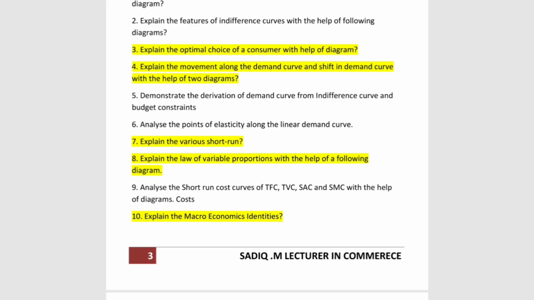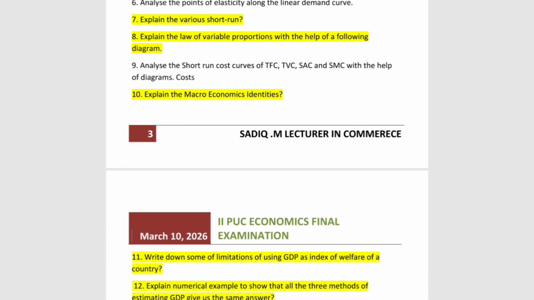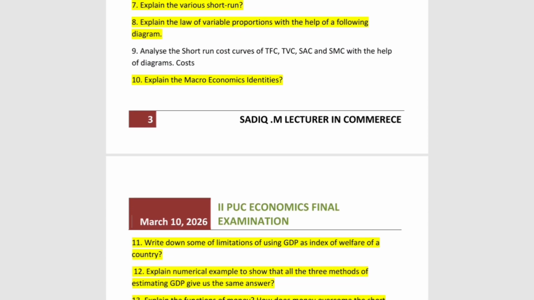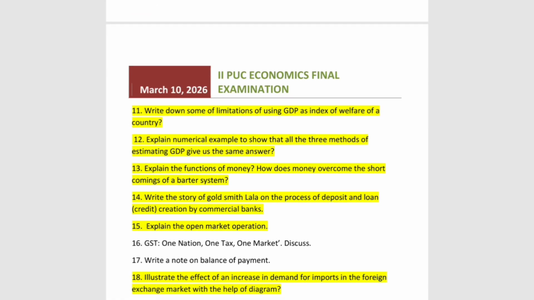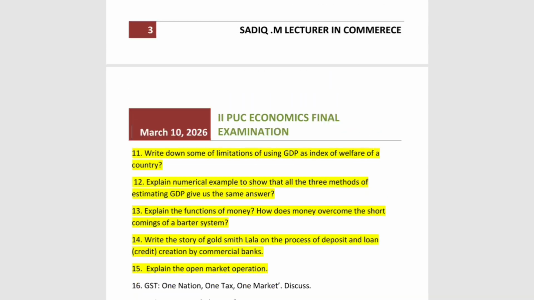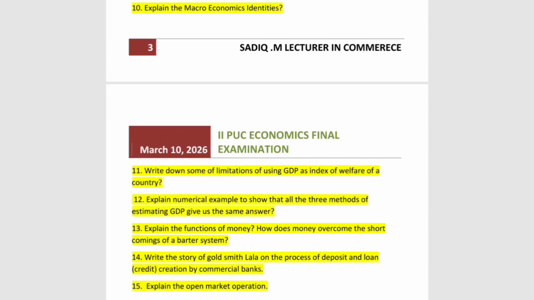Okay. The next 6 marks question I have taken from national income accounting. So the first question will be explain the macroeconomics identities. After that, I have taken the second question from the national income accounting: write down some of limitation of using GDP index of welfare of a country. After that, I have taken the next question: explain the numerical example to show that all 3 methods of estimating GDP gives us the same answer. So these 3 questions are very, very important from the national income accounting.